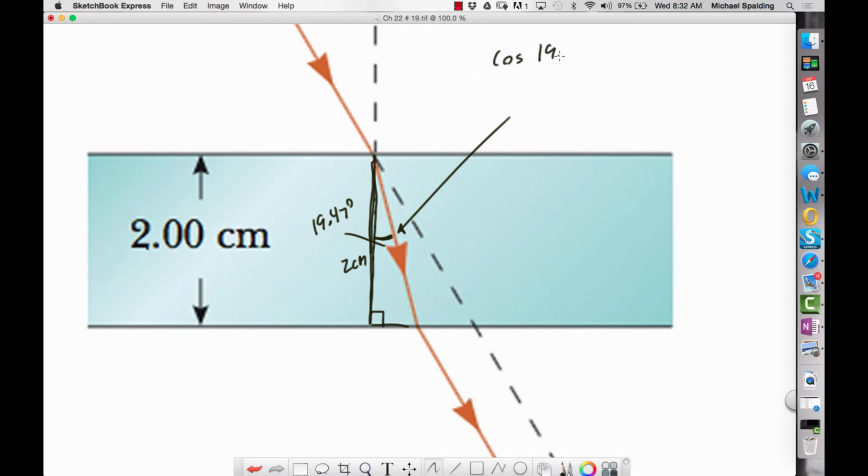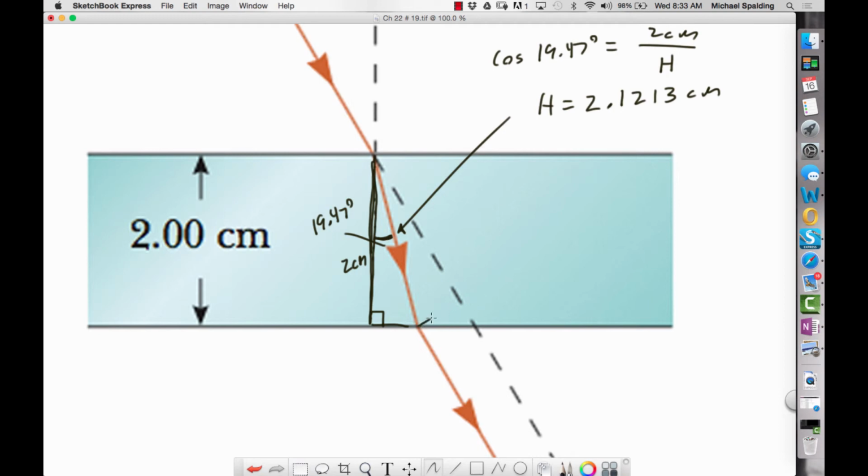Cosine 19.47 degrees. Cosine's adjacent over hypotenuse. Adjacent to the angle is 2 centimeters. Let's just call this h for the hypotenuse. When you solve that out, you get the hypotenuse equal to 2.1213. And you don't want to round here. 2.1213 centimeters.